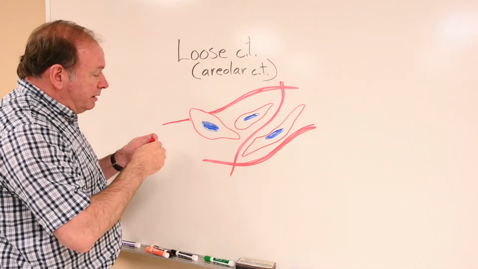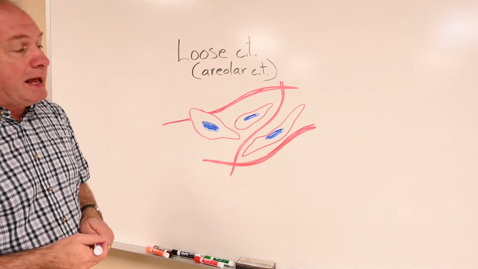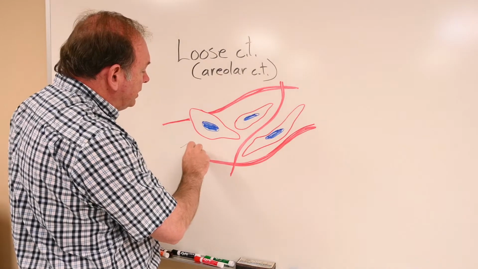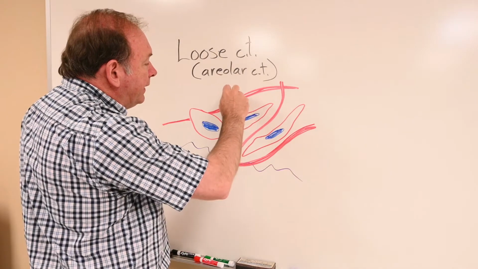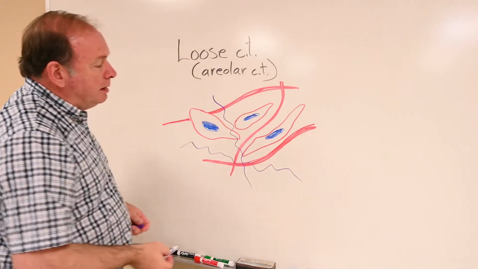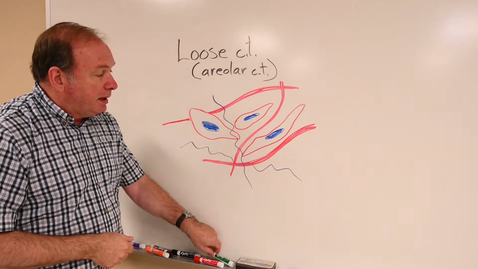So anyway, collagen fibers. In addition to collagen fibers, you may find elastic fibers in loose connective tissue. And where you see elastic fibers, it's common to see that they have kind of a wavy look to them, so I'll draw a couple of elastic fibers in there.